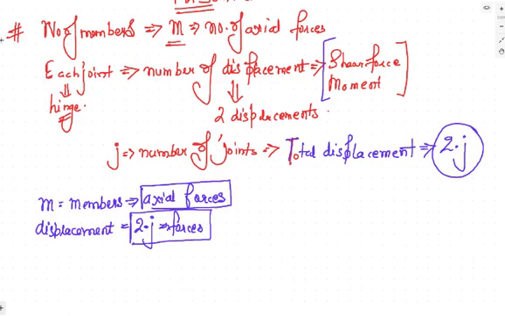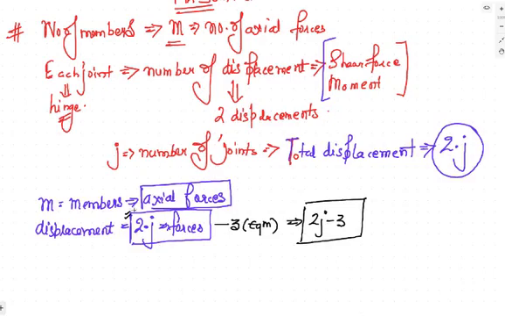Out of this 2j displacement, we have already selected three equilibrium equations. It means that we have already subtracted three types of displacement for the external case, which was coming at the support. So internally, this is the total amount of displacement, and out of this displacement, the three we have already prevented by the use of support. It means that the total internal displacement will be 2j minus 3. This will be the total internal displacement.